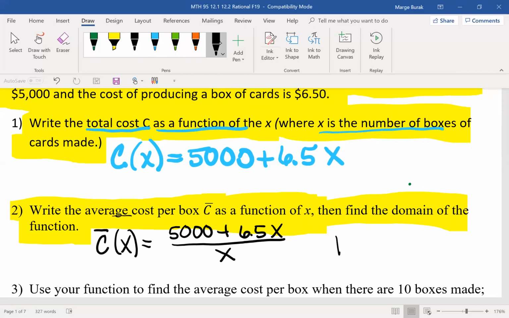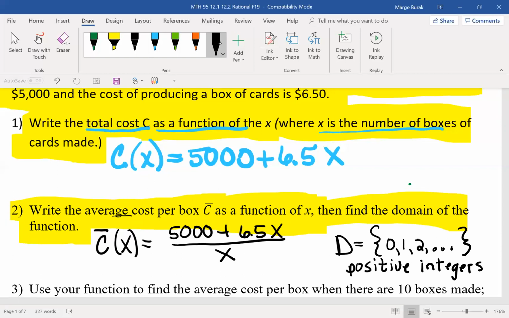Now the domain of that: x is the number of boxes. We could make none, and that would be ridiculous. We could make one, we could make two. We can't make fractions, we can't make 1.5 boxes. So let's just say we want positive integers, and so the domain is the positive integers.